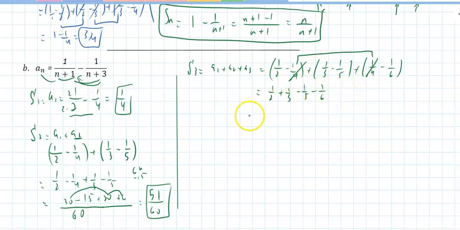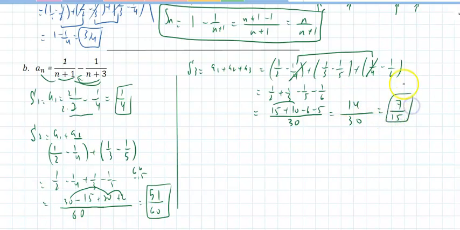There's another pattern I could talk about, but I'm leaving that out for now. So 30 is the LCD. 15 plus 10 minus 6 minus 5, all over 30, that is 25 minus 11. 25 minus 11 is 14, over 30, or 7 over 15.